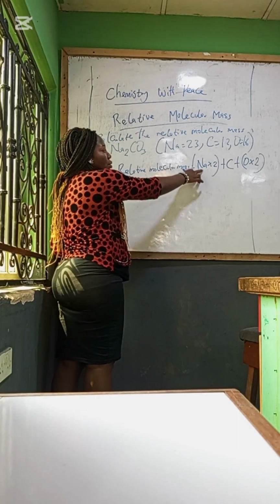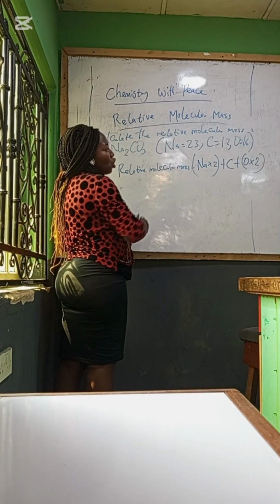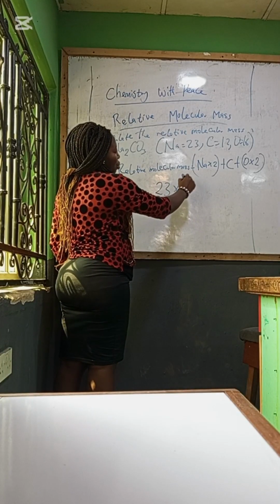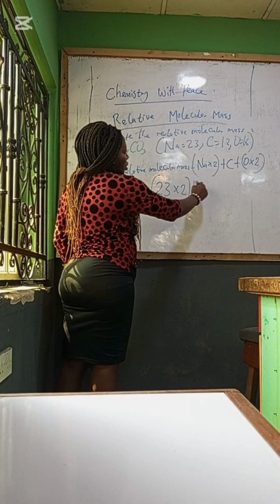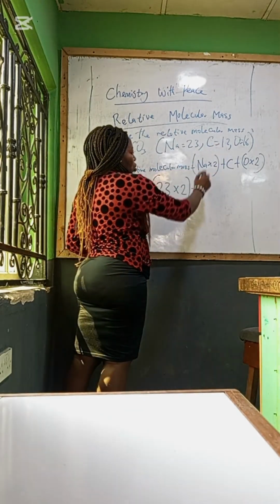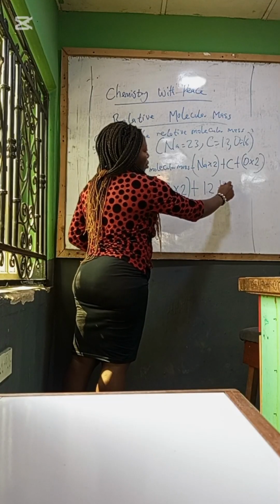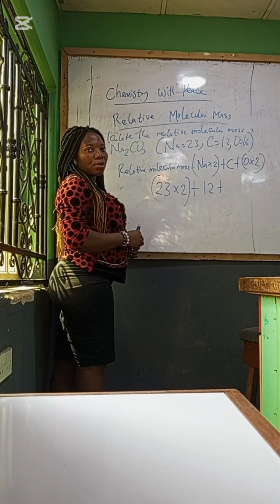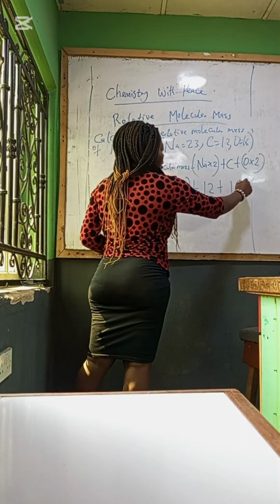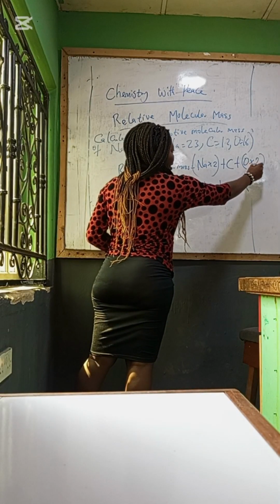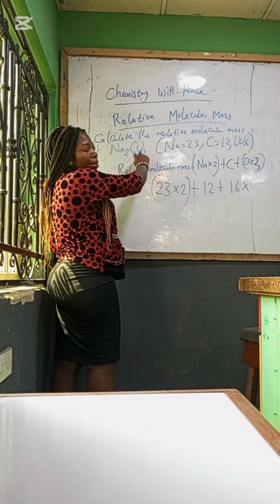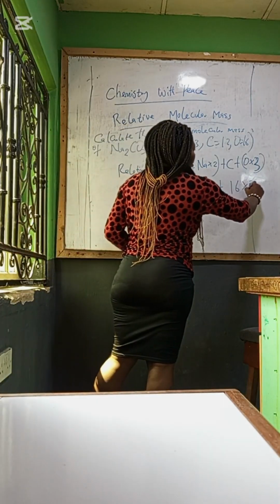What then is the mass of sodium? Our mass of sodium is 23. We have 23 times 2, plus, what is our mass of carbon? Our mass of carbon is 12, plus, what is our mass of oxygen? Our mass of oxygen is 16. How many oxygen do we have? From the compound, there are 3 oxygen.